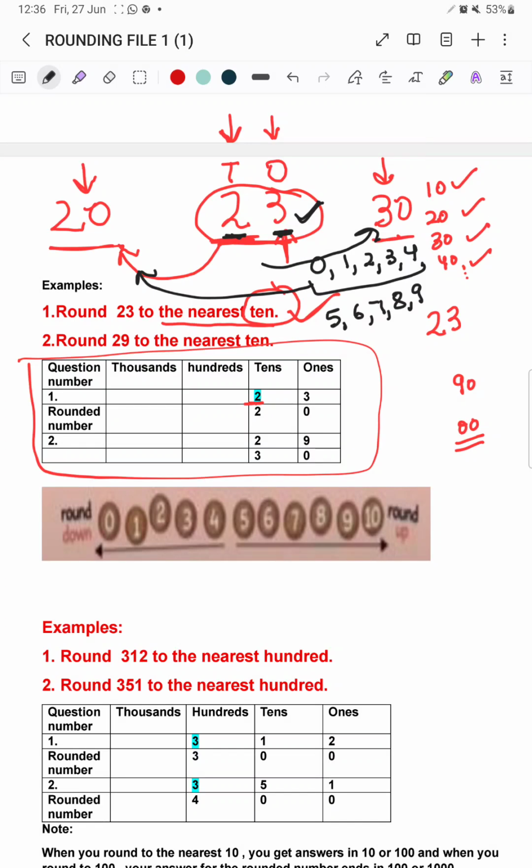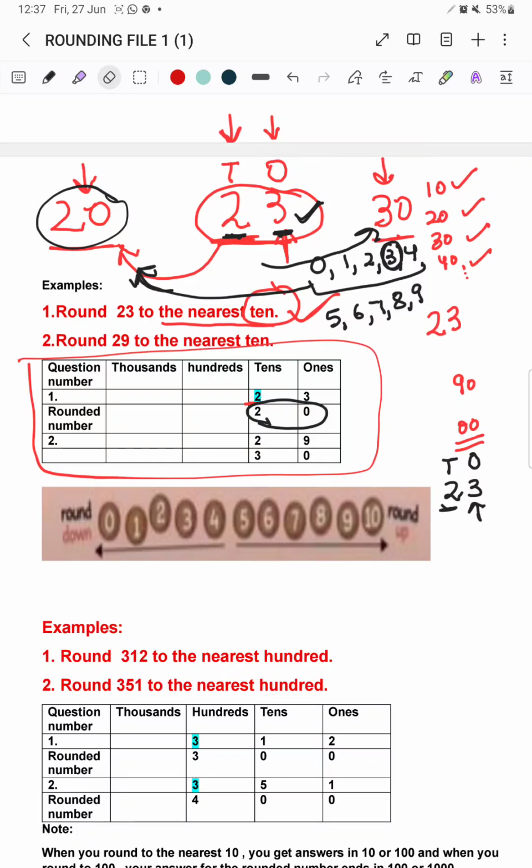Okay, so we have 23. I write ones and tens on the top, and then I see that this is the tens digit and the digit next to it on the right is 3, and 3 comes in the first category, so it will round to the left side or it will go to the lesser side. Okay, so my answer will be 20. So this is the answer.